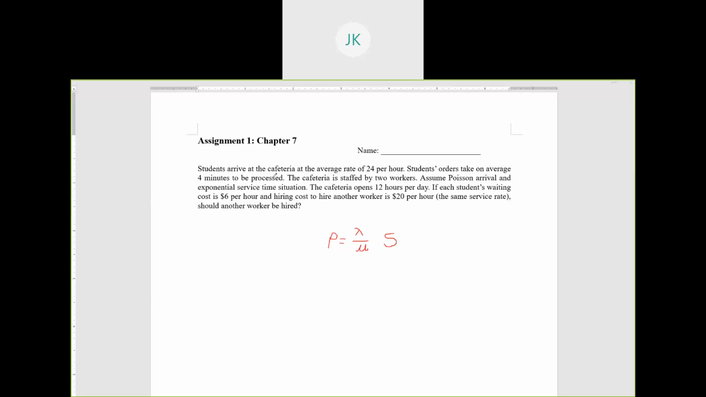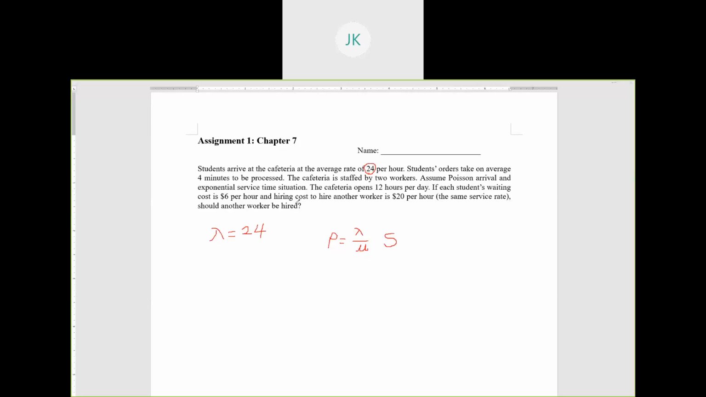From the question, students arrive at the cafeteria at an average rate of 24. So arrival rate lambda is given directly, 24. Be careful. The lambda over mu, arrival rate and service rate, they are how many, not the time.